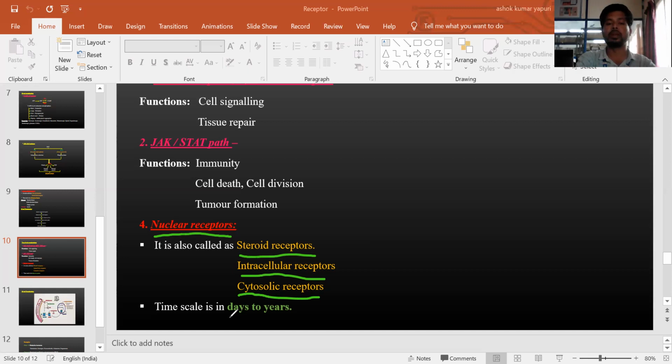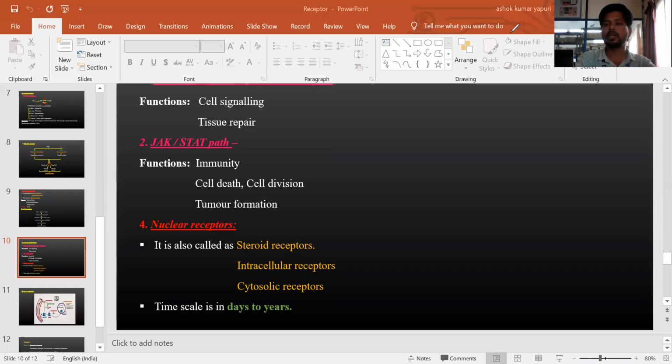And regarding the time scale, how these receptors show response. When these receptors are bound by the steroidal hormones, they show response from days to years. For example, some of the hormones may be delivered over days, in the form of 30 days, 60 days, 90 days. Especially drugs like oral contraceptives, they are useful for family planning. Especially they can release hormones continuously up to years also. So because of that, the time scale of the nuclear receptors is days to years. Okay.